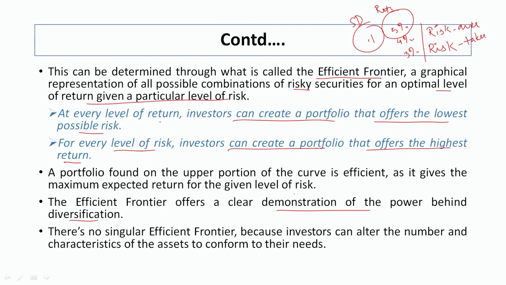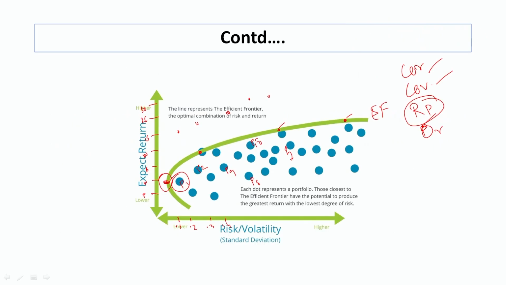So there is no singular efficient frontier because investors can alter the number of characteristics of the asset to conform to their needs. So it depends upon the investor how he is going to channelize this portfolio. I have shown you examples of the proportion of A, B, C in the portfolio, or he can change the composition to A and B only, and on the basis of that he can create n number of portfolios depending upon his requirement.